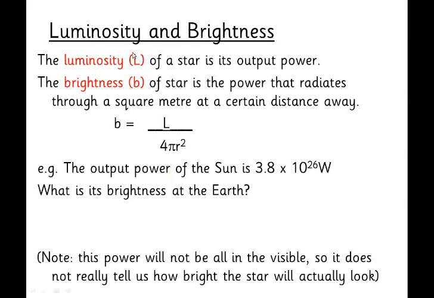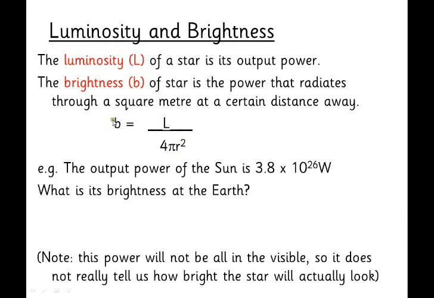So first of all, luminosity and brightness. The luminosity of a star is its total power output. The brightness, this is to do with how bright it's going to look to us, depends on how much of that light is actually reaching us, and that just depends on how far away we are. Okay, so we're at some distance, which is a sphere of radius r away from that star.